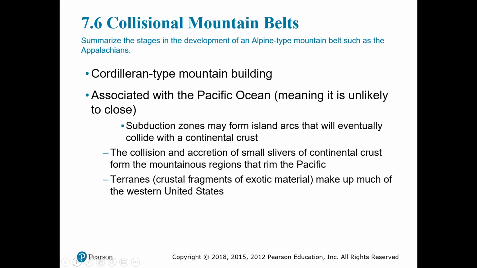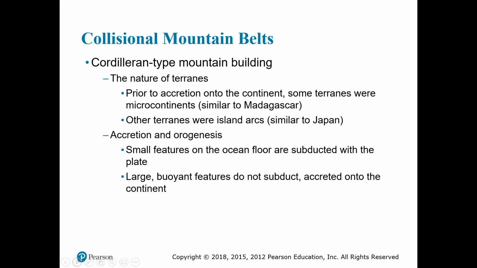And in the map on page 219, you can see these terranes. In red, you've got all of these oceanic terranes. These used to be in the ocean. They used to be part of the ocean. They were formed there. And then over time, they collided with the continental crust on the Western United States. Some terranes were microcontinents like Madagascar. Some were island arcs like Japan. There are about 100 of these that still exist.